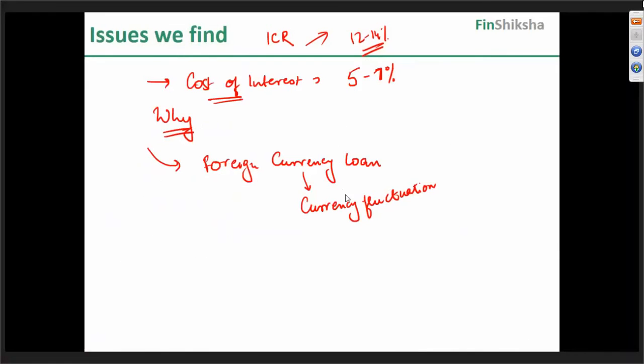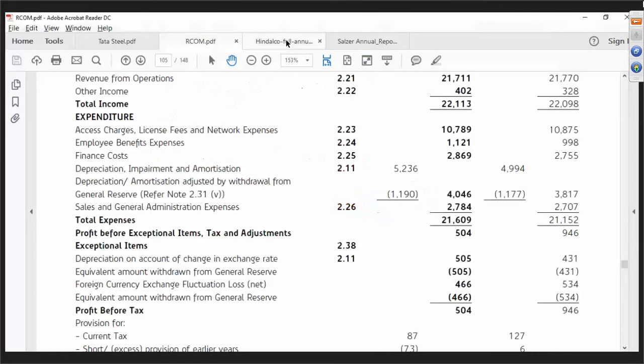Correct? That's the first problem, that if you're looking at cost of interest for a firm and it has foreign debt, you need to incorporate the possibility of currency fluctuation before you do any judgment analysis on interest coverage ratio, because otherwise interest coverage ratio will fool us in the entire process. Right? Let's look at Hindalco last year.